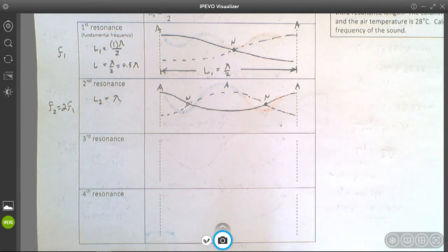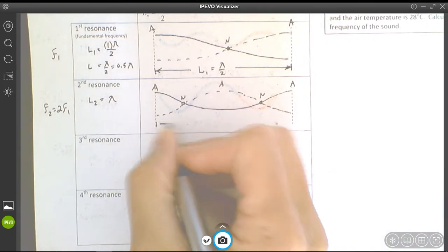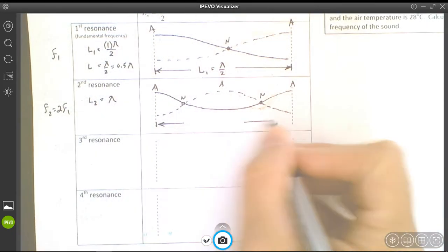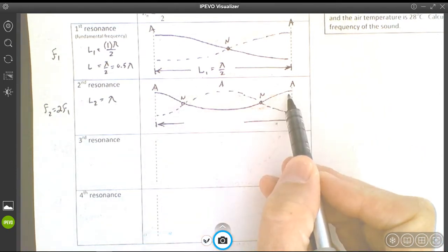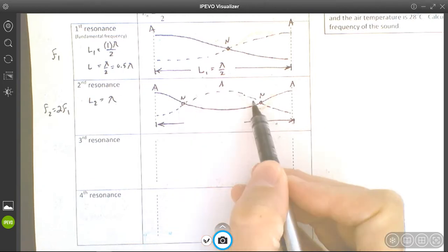So it's pretty cool. Now, here, let's take a look and see if it is, in fact, one wavelength. Well, there's a quarter and a quarter, which is a half. There's another half. Oh, look at that.